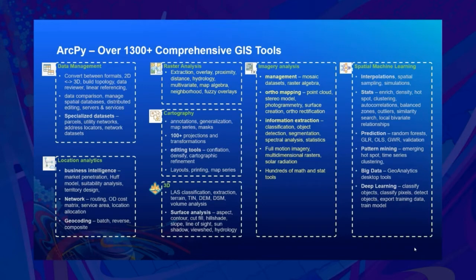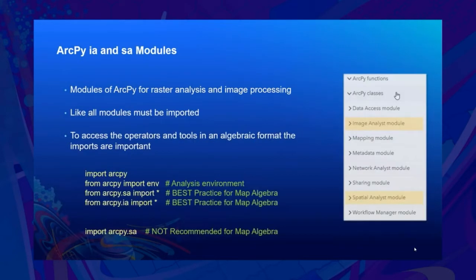Now, where do you access these tools and functionality? To do this, you have to look for two different modules. One is IA, another one is SA. Why? All these functionality and tools in ArcPy are actually grouped in different modules, right? And we have these two modules from where you can do all this raster analysis and image processing.